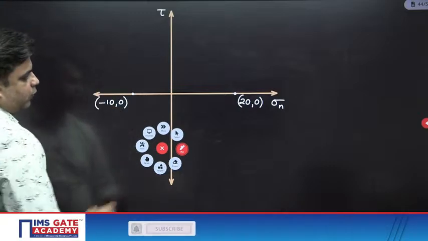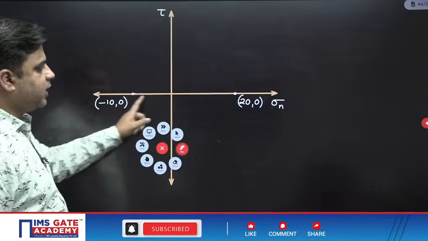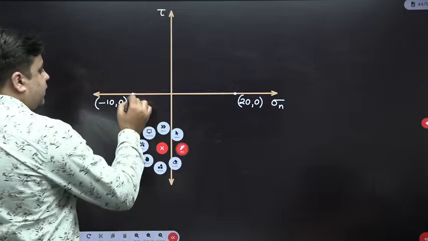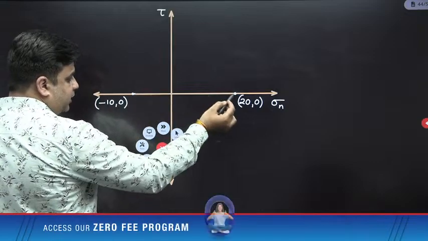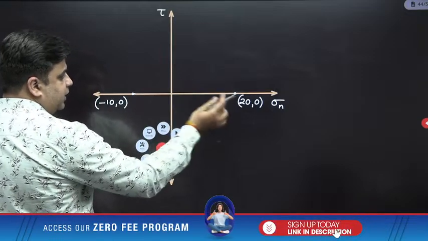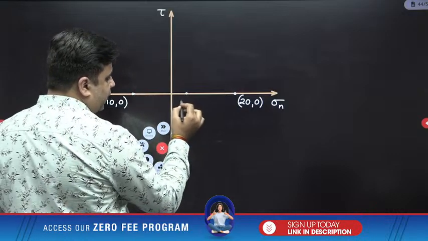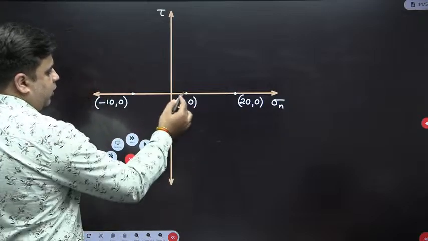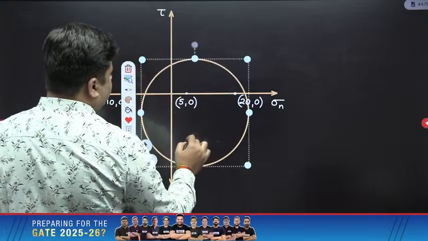Now, first of all, what will be the diameter of this circle? What will be the center of this circle? The diameter of the circle is 30, radius is 15. So, center of the circle will be at 5, 0 from here. It is simple geometry, you can do this. Now, taking this as the center and 15 as the radius, you can draw a Mohr circle like this.